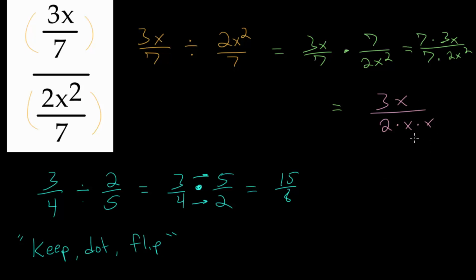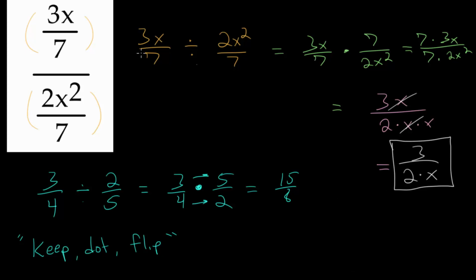Since we have x divided by x, and something divided by itself is always equal to 1, one of the x's in the top and the bottom will cancel out, so that we will just have 3 in the numerator and 2 times x in this denominator. So this right here should be our final answer.